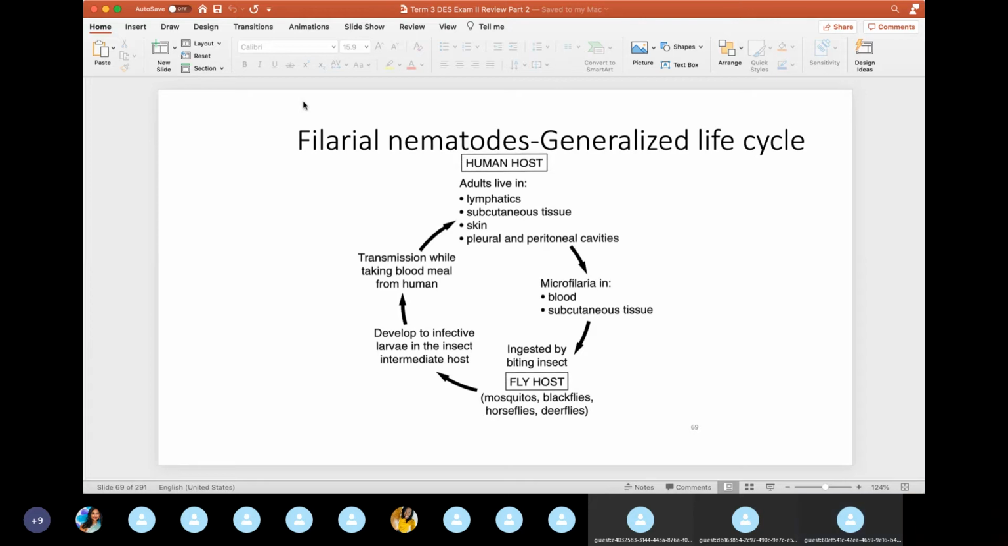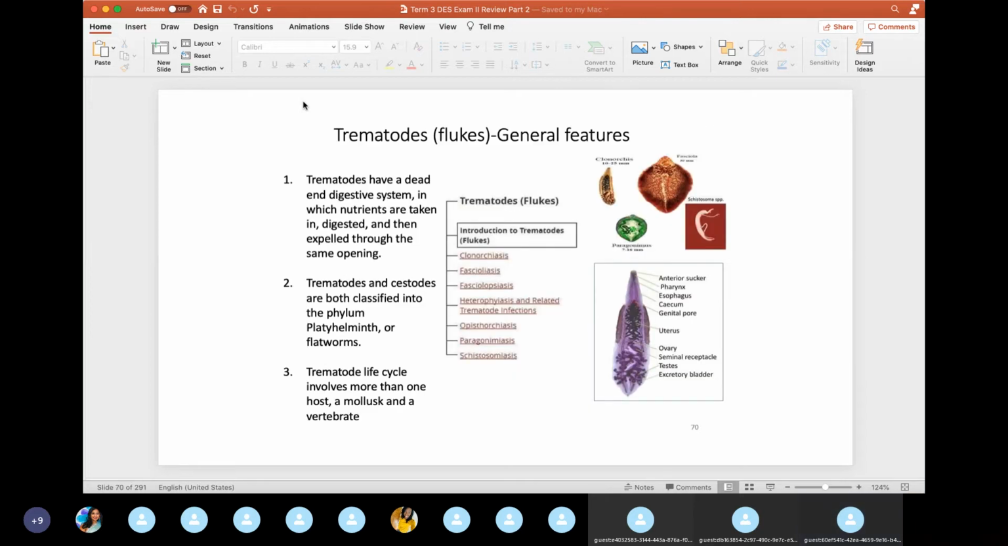So trematodes, flukes, put a star here. What are the features, right? One, dead end digestive system. What do I mean by dead end digestive system? This is yucky. The nutrients are taken in, digested, and then expelled through the same opening. Can you imagine that one, ladies and gentlemen? Thank God we don't have a dead end digestive system.